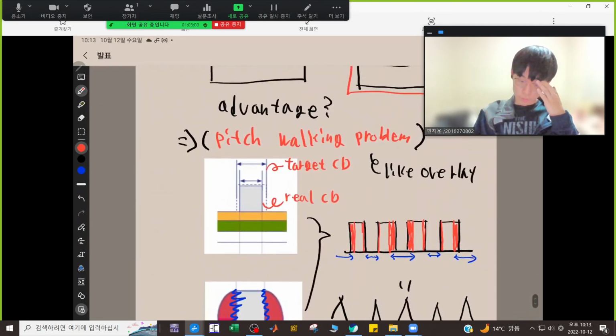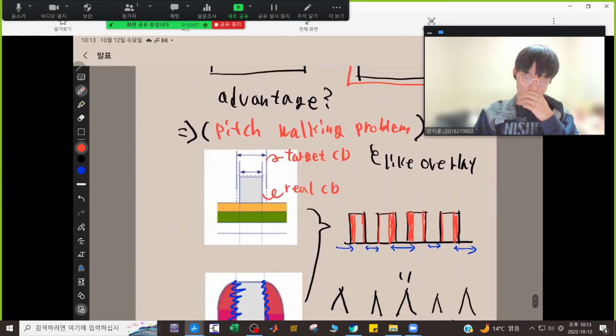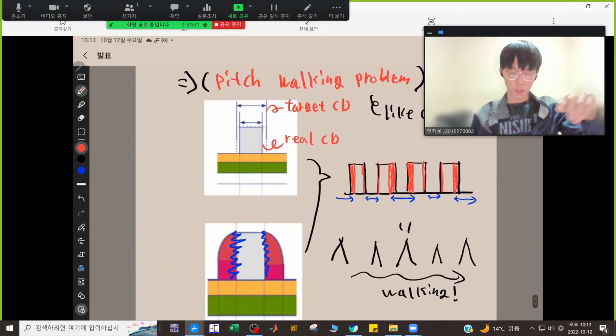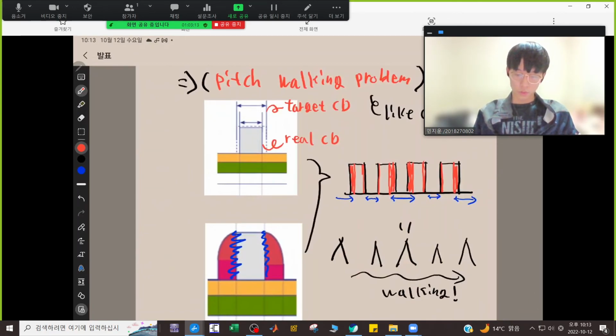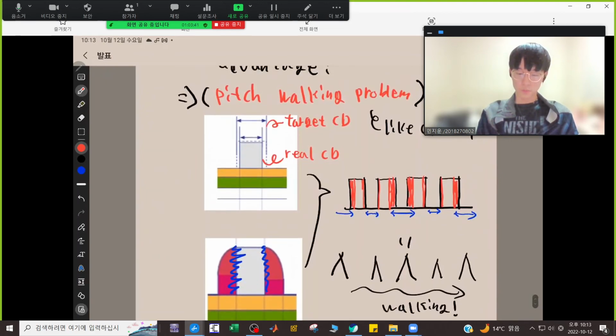This self-aligned method also has problems. If we etch the hard mask mandrel at first and the hard mask is not etched well, then we can get a smaller or bigger critical dimension than we expected.